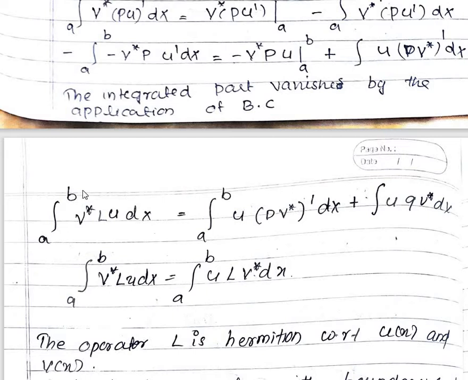So this term becomes the integral from a to b of v star l u dx, which is equal to the integral from a to b of u into p v star dash dx plus the integral of u into q v star dx. This is nothing but the integral from a to b of v star l u, which by this formula equals the integral from a to b of u l v star dx. That is, the integral a to b of v star l u dx is equal to the integral a to b of u l v star dx. This is known as the condition for a Hermitian operator: the operator is Hermitian with respect to u and v.